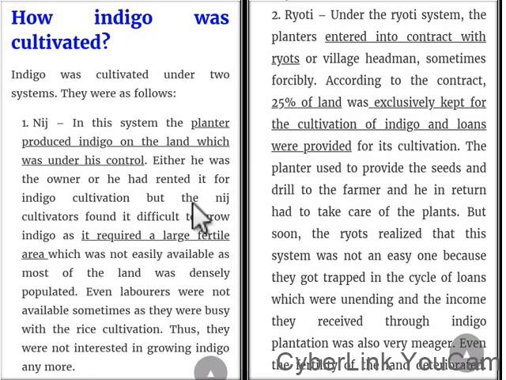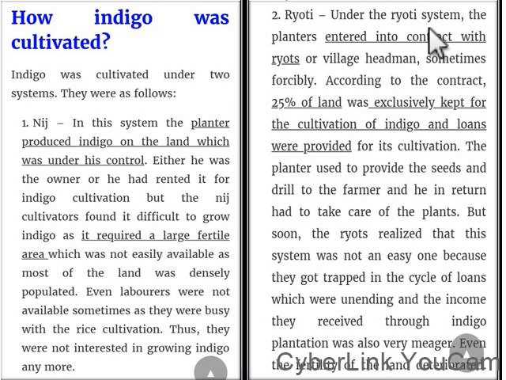But the Nij cultivators found it difficult to grow indigo, as it required a large fertile area which was not easily available, as most of the land was densely populated. Even laborers were not available sometimes, as they were busy with rice cultivation. Thus, they were not interested in growing indigo anymore. Second, let us talk about the Ryoti system.